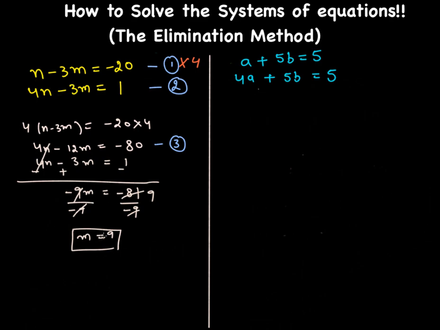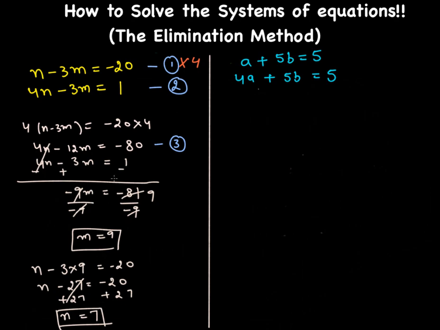Let's say we plug the value of m into equation number 1, which gives me n minus 3 times m, and m we just found is 9, is equal to negative 20. So that gives me n minus 27 is equal to negative 20. As I just want the n value, I want to get rid of this 27, so I'm going to add 27 on both sides. This will cancel out, and this gives me n is equal to 27 minus 20, which is 7. So the value of n is 7.